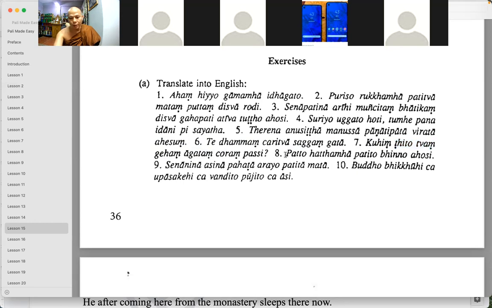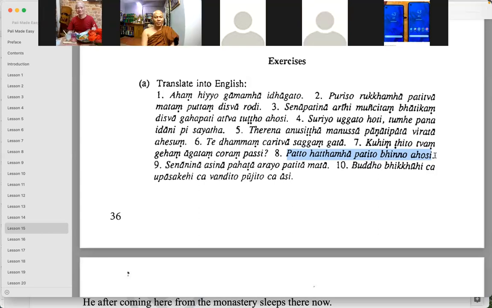Okay, now number 8. Bato Hatama Batito Beino Ahosi. So Bato means bowl. Hata means hand. Batita means fell down. Beino also, you know, Bindati, breaks, and Ahosi.